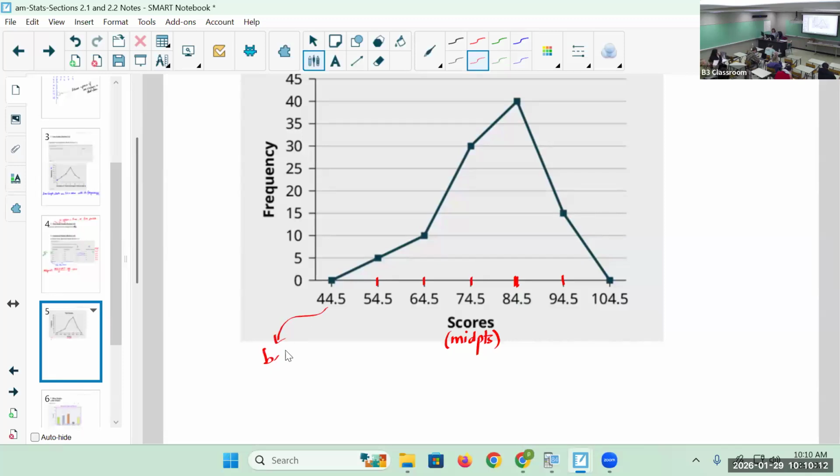So this is before the midpoint of the first class. And notice, it doesn't end with my last midpoint. It ends with that 104, and that is after the midpoint of the last class.